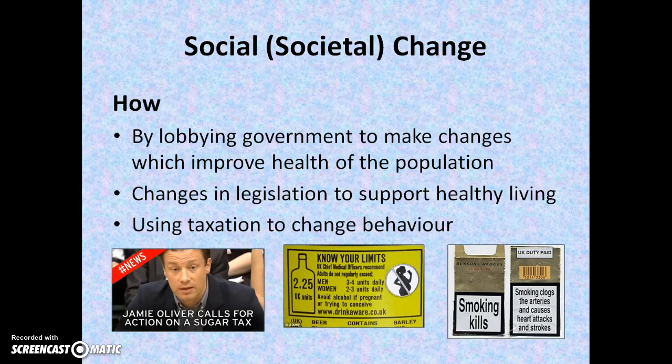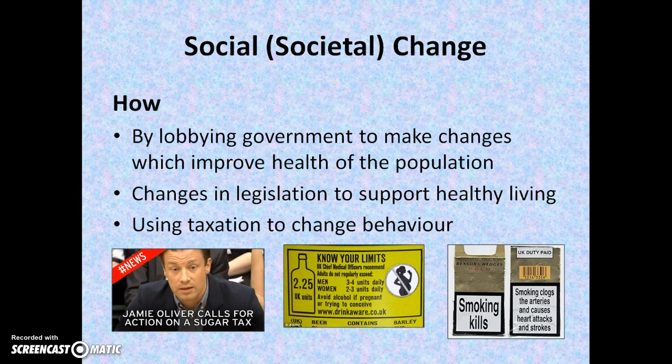So how do they do it? They do it by lobbying the government to make changes. Jamie Oliver's doing that at the moment. He's trying to get the government to put a tax on sugar so that everybody in society has to spend more money on food that's high in sugar to try and discourage us from eating it. The government in the past have put all those adverts and comments on cigarette packages, reminding people that smoking is dangerous.